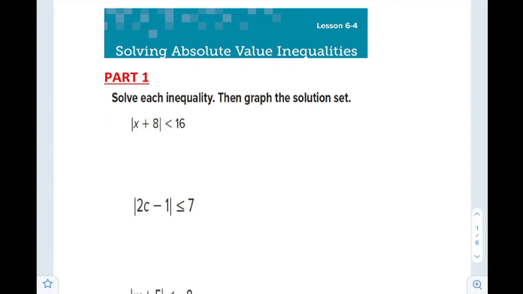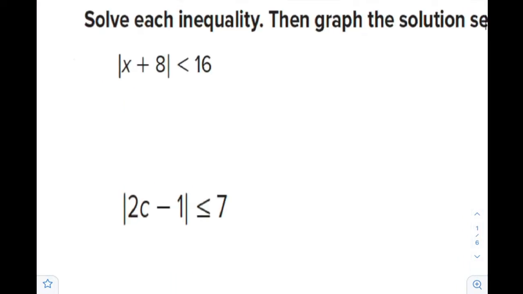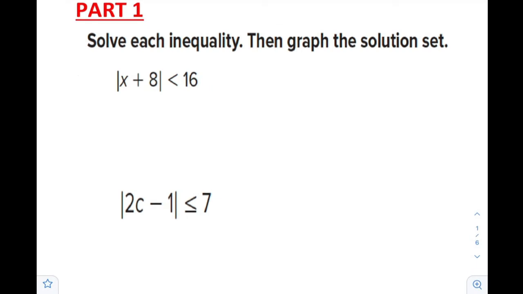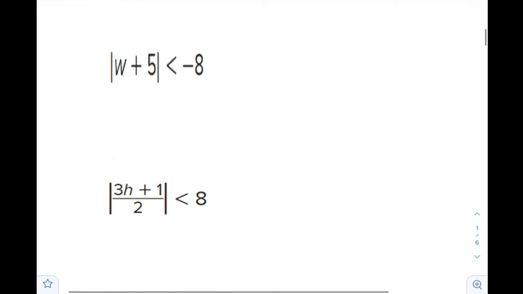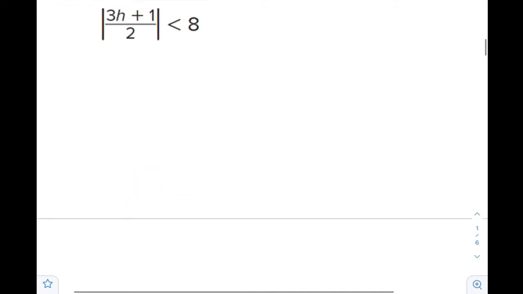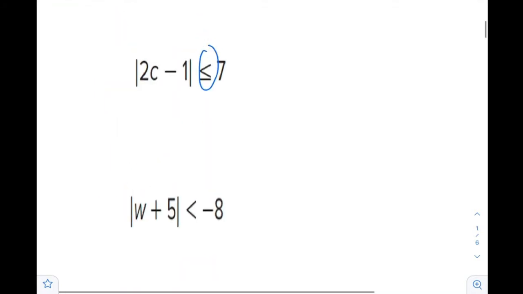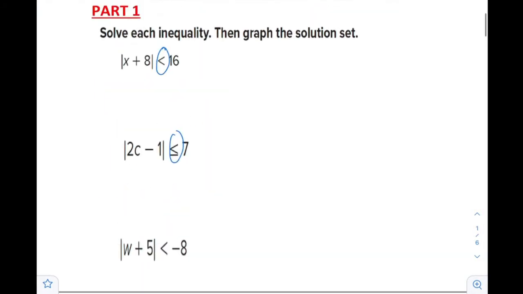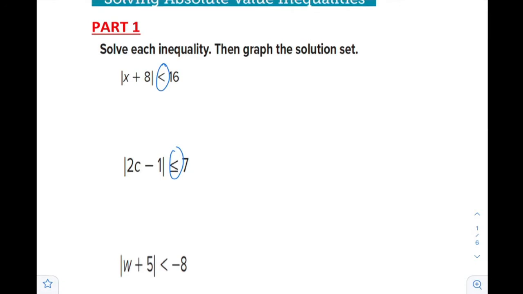Let's start solving and checking. As you see here, we have an absolute value inequality, which includes absolute value and inequality. The inequality can include less than or equal, or more than or equal. In this case, we will differentiate between less than and more than. We will solve them almost the same way.